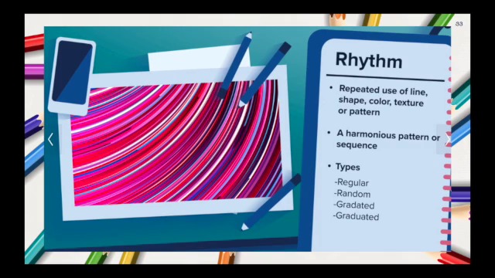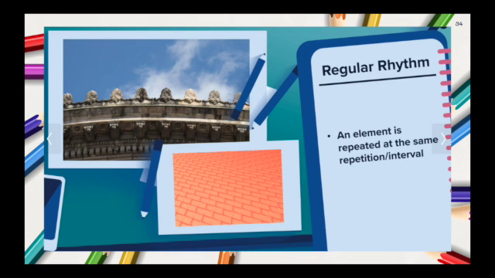Next, let's take a look at rhythm. Rhythm is repeated use of line, shape, color, texture, or pattern, and creates a harmonious pattern or sequence. The types of rhythm include regular, random, gradated, and graduated. Regular rhythm is when an element is repeated at the same repetition or interval, such as in a brick pattern or in the sconces viewed in the image above.